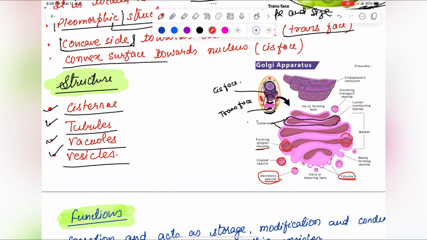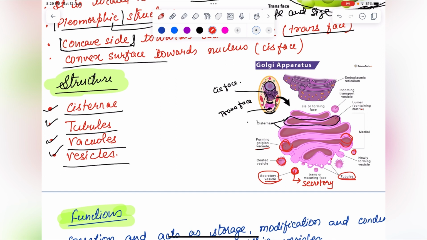Vesicles are spherical structures that arise by budding from tubules. Vesicles are filled with secretory materials. So some secretory materials will be present in these vesicles.